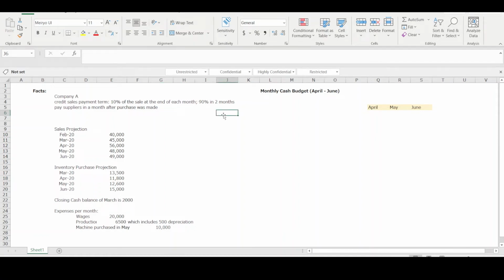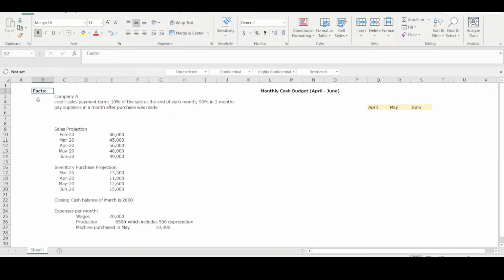So today we're going to learn how to solve cash budget related questions. You can see here, this is a question I made up. On the right hand side, I'm going to show you how to solve this type of question step by step. So let's dive right in.